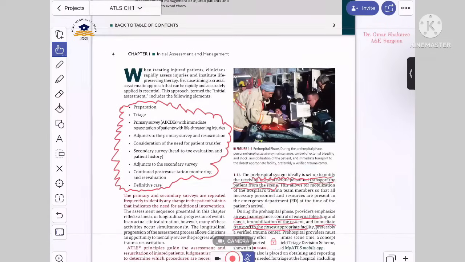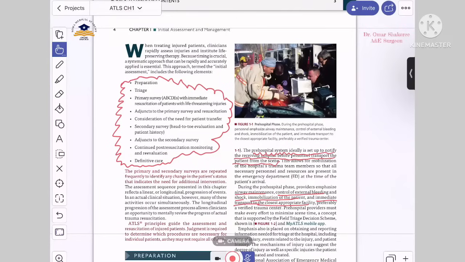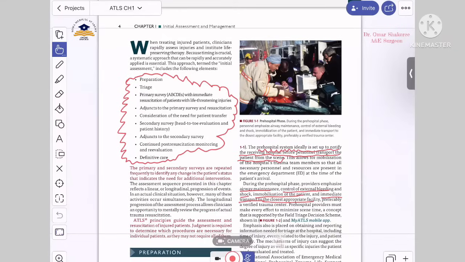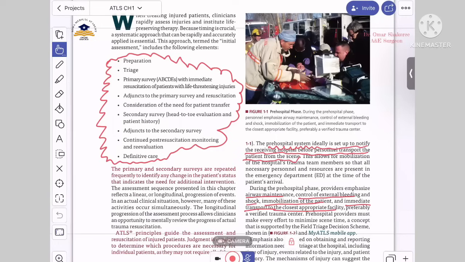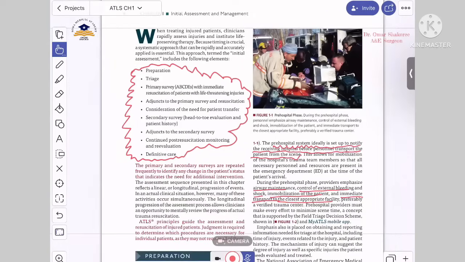Look, before I go inside this chapter, if you have a trauma patient in the street, what will you do? If you have a traumatized patient in the street, what is the job of doctors to act in such a scenario?